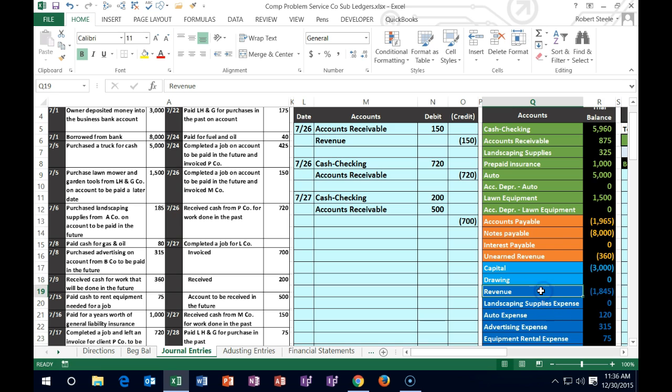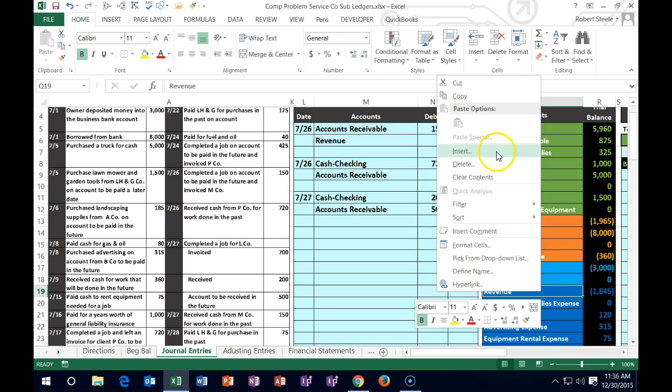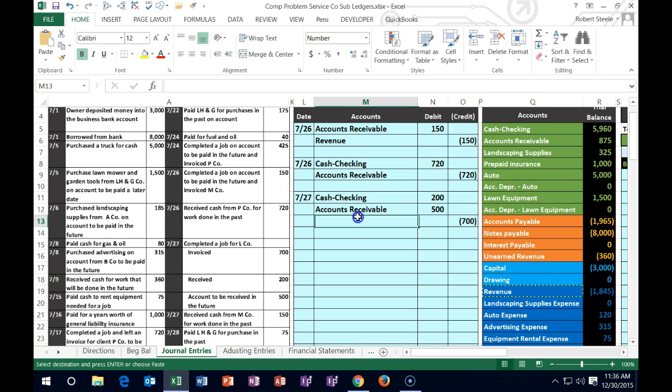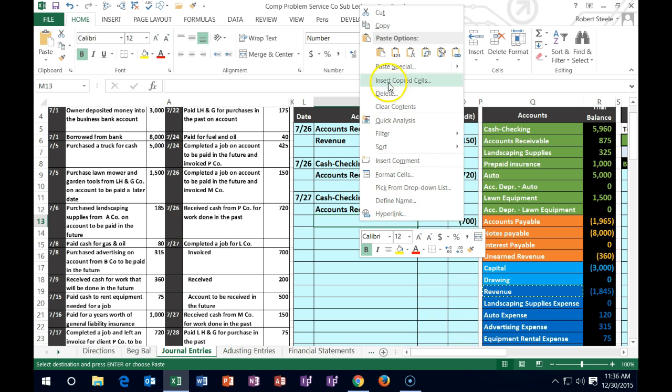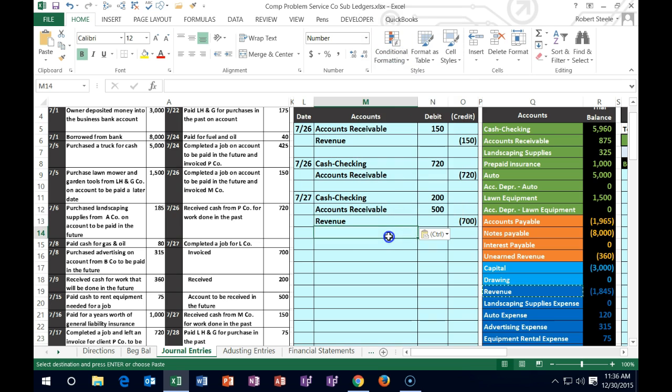So how do we make it go up? We do the same thing to it, which in this case would be another credit. So we're going to copy that. We're going to credit the revenue because we always credit revenue. Revenue only gets credited. We're going to paste it 1, 2, 3, and there it is.